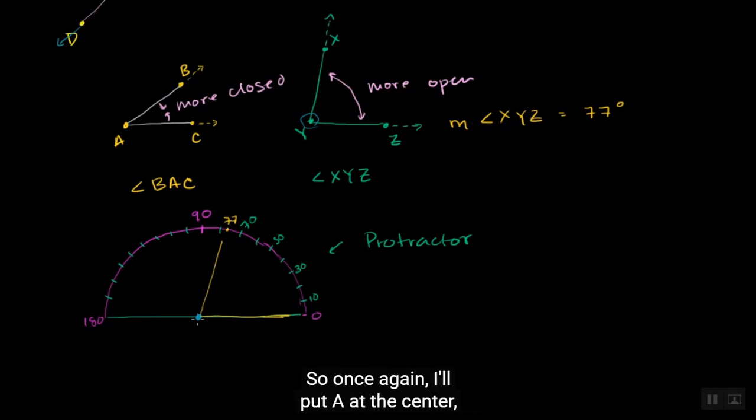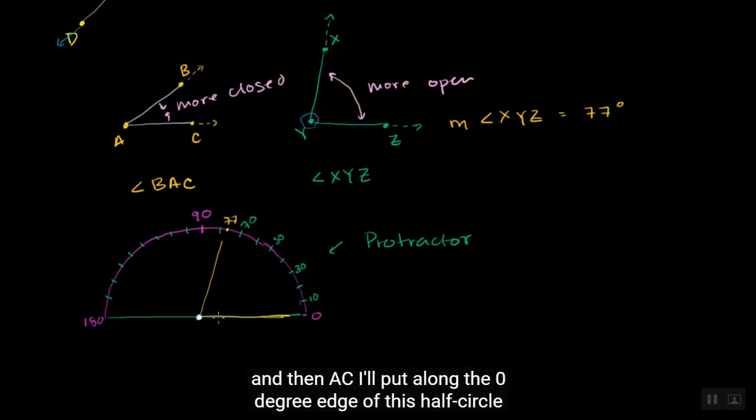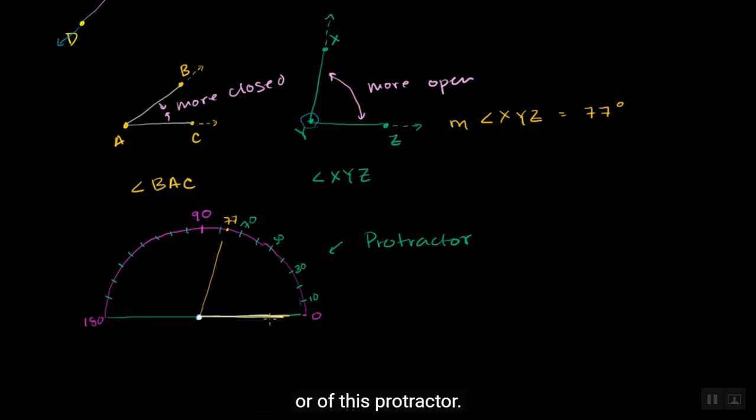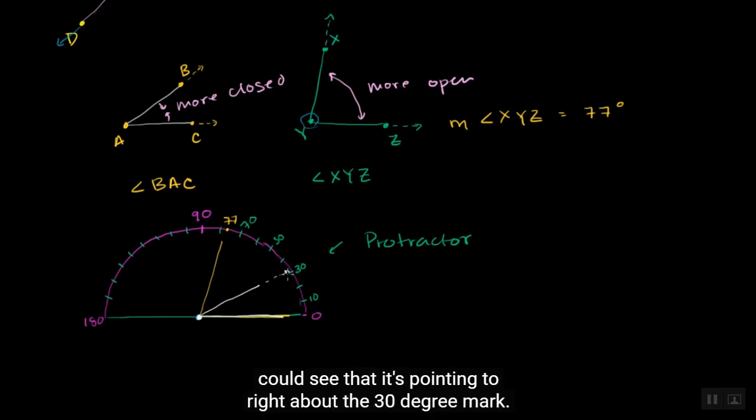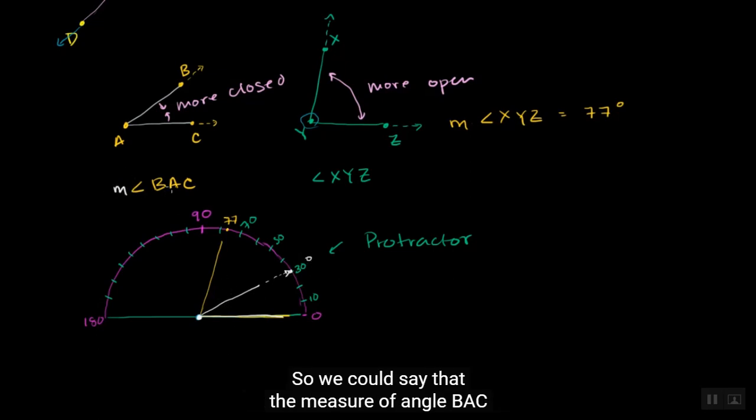So once again, I'll put A at the center, and then AC I'll put along the 0 degree edge of this half circle, or of this protractor, and then I'll point AB in, assuming that I'm drawing it exactly the way that it's over there. Normally, instead of moving the angle, you could actually move the protractor to the angle. So it would look something like that. And you could see that it's pointing to right about, let's just say, the 30 degree mark. So we could say that the measure of angle BAC is equal to 30 degrees.